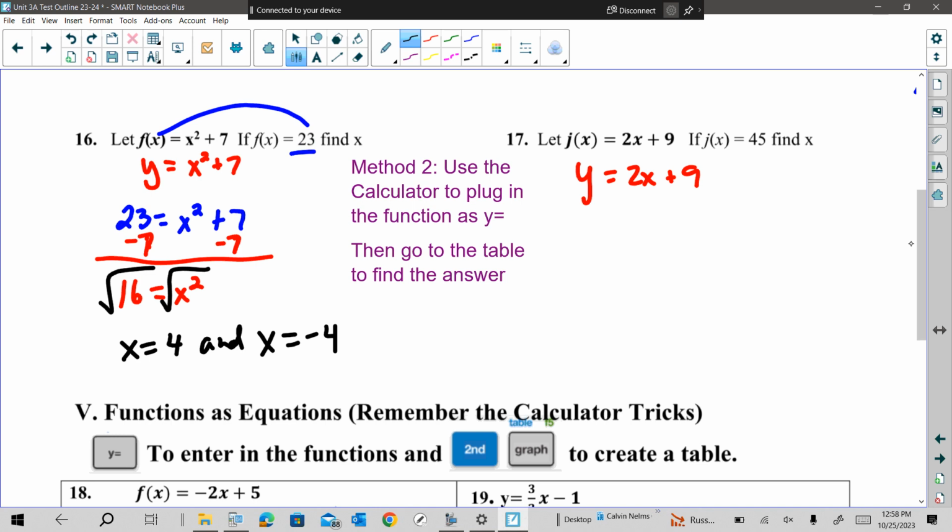So on finding the x on 17, if we plug it back in, x equals 18. Yes, the answer is 18. This is if you're using method 1. If you use your calculator and look at the table, the answer x is equal to 18.